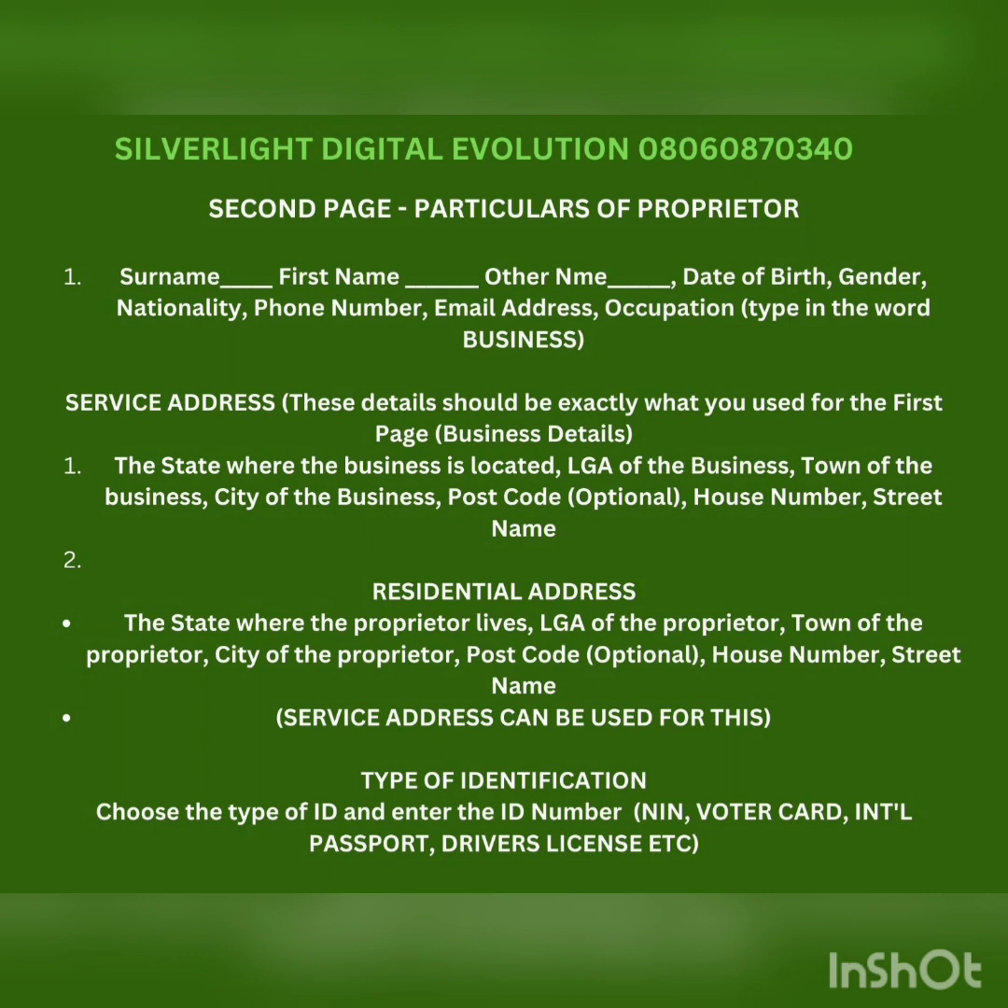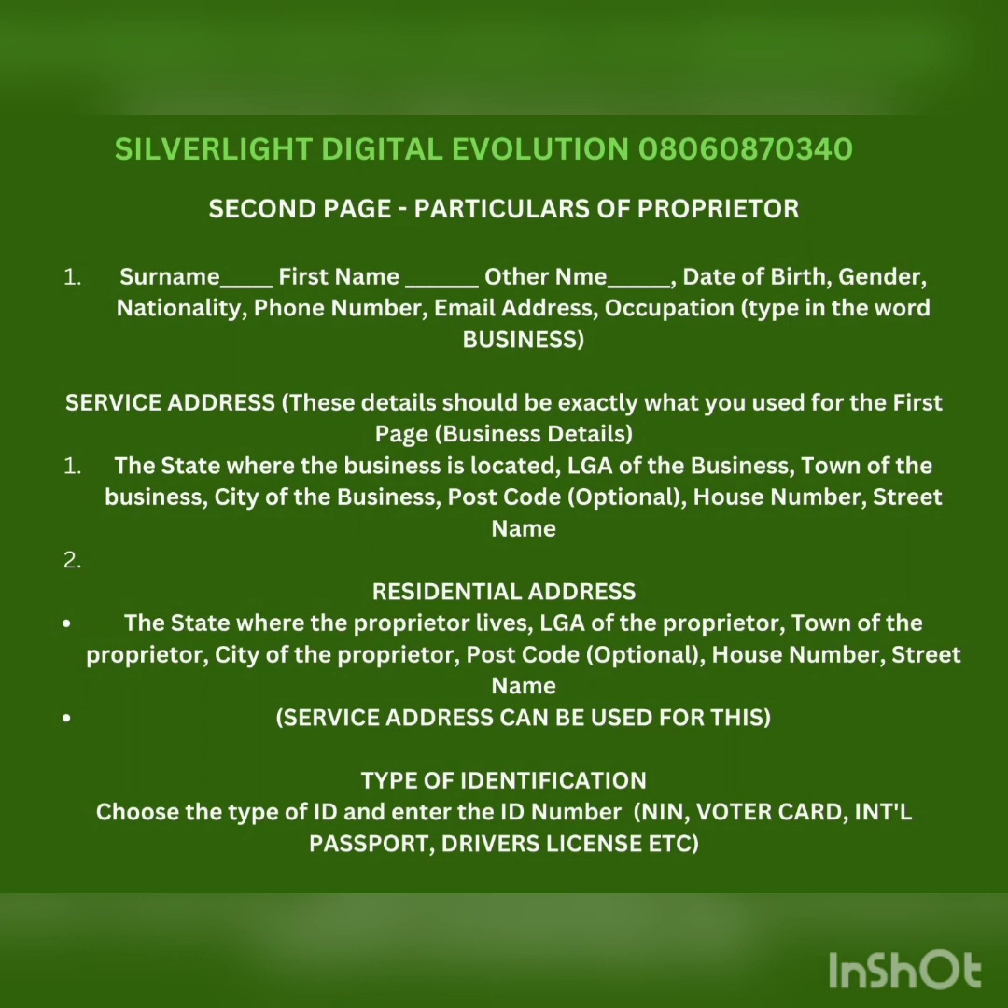You put the date of birth, the gender, male or female, nationality, phone number, email address, occupation. In occupation box, mark this, in occupation box, please type in the word business. Don't go on to describe whatever, maybe lawyer, accountant, civil servant. No, put the word business, because the purpose of registration is business. You are telling CAC that you are into business. That is why you're registering it.